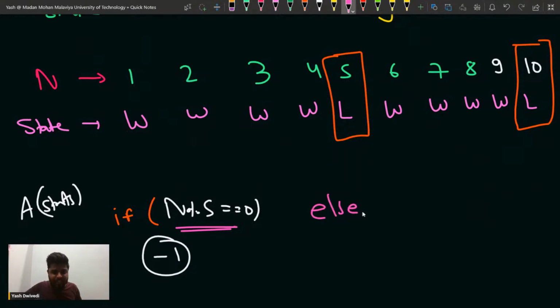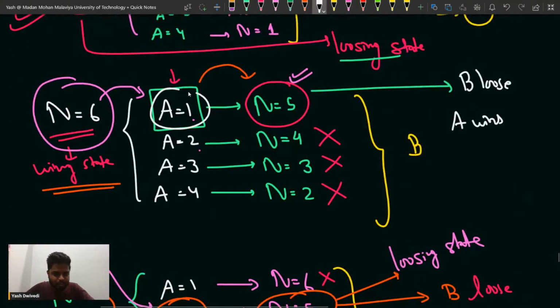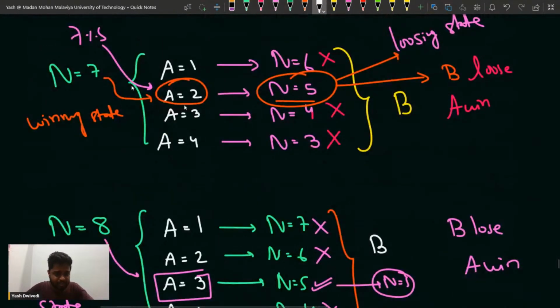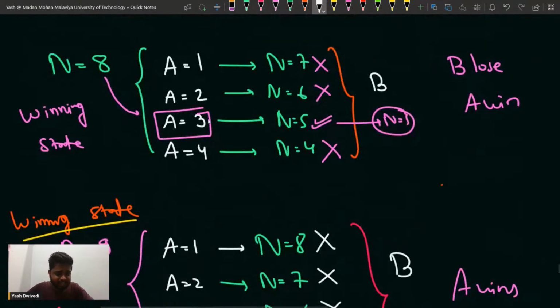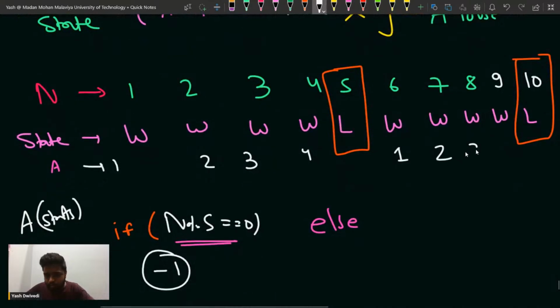Otherwise, what will the answer be? Let's see how much A picked up. A picked up 1, A picked up 2, A picked up 3, A picked up 4. When we had n equal to 6, A picked up 1. When n is 7, A picked up 2. When we had 8, A picked up 3. When we had 9, A picked up 4.